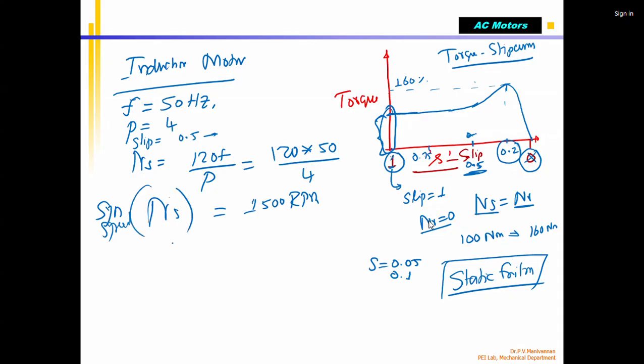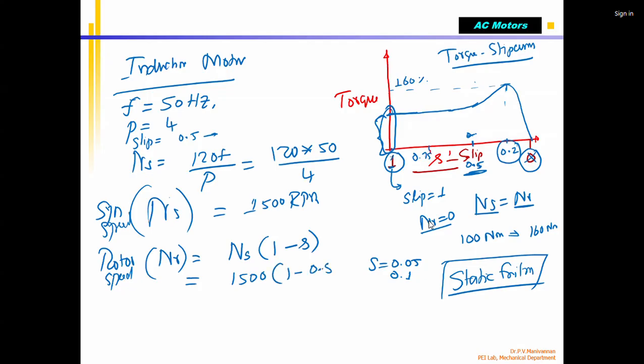Okay. Already I gave S equal to 0.5. We can find out NR, that is rotor speed. This is rotor speed, nothing but motor speed. You can say that rotor speed or shaft speed, NR equal to NS multiplied by 1 minus S. This is the formula. You can note down. So we know that 1500 into 1 minus S, S equal to 0.5 already given in this problem. So it is going to be 1500 into 0.5. So that means my rotor speed NR will be 750 RPM.